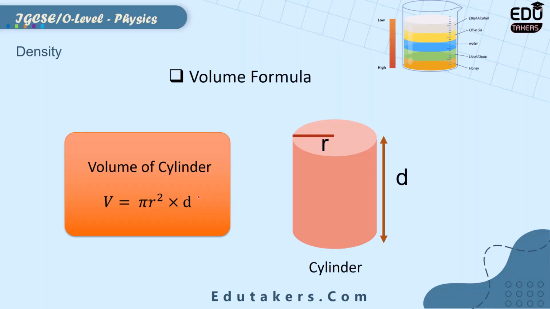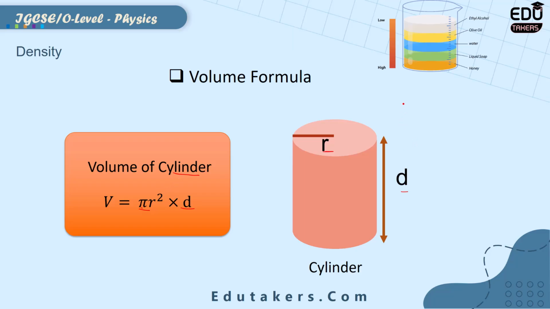So instead of a cube, if I consider that there is a cylinder and you have to find out the density of the cylinder, you don't know its volume, then how can you find out the volume of the cylinder? First of all, here you can see that r is the radius of that cylinder, while d is the length of the side. So you can simply use the formula of the volume of a cylinder, which is pi r square multiplied by d, where r is the radius and d is the side length. Just use this formula to find out the volume of the cylinder.